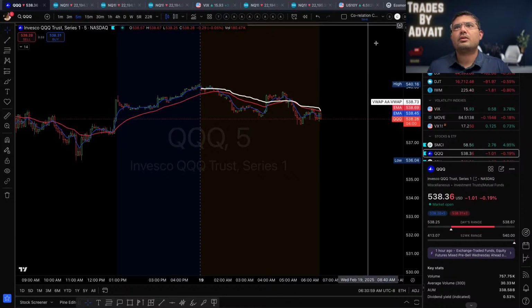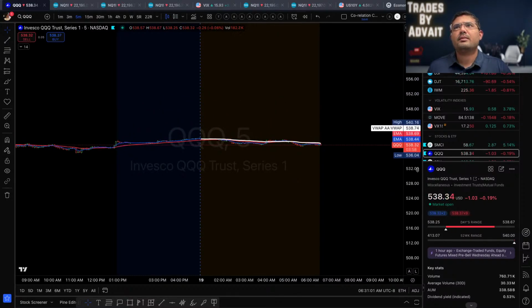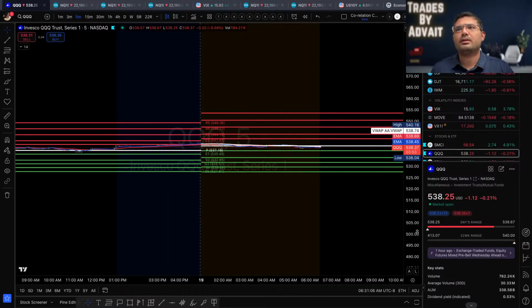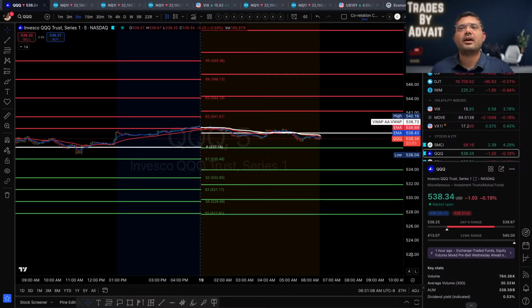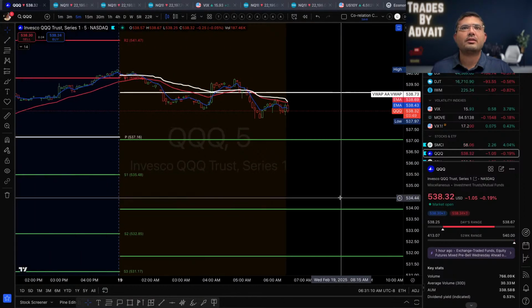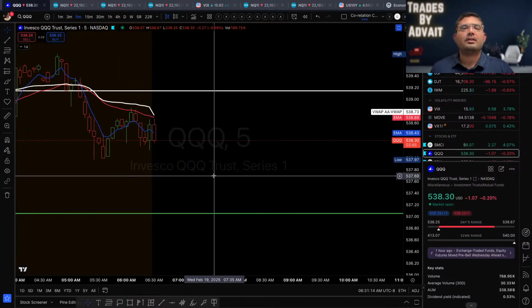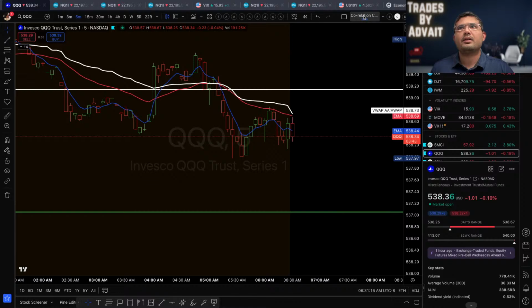Looking at this 5-minute time frame, I'm just trying to see. Yeah, so everything is loaded now. You can see that the pivot levels and everything is loaded. This is the first 5 minutes.